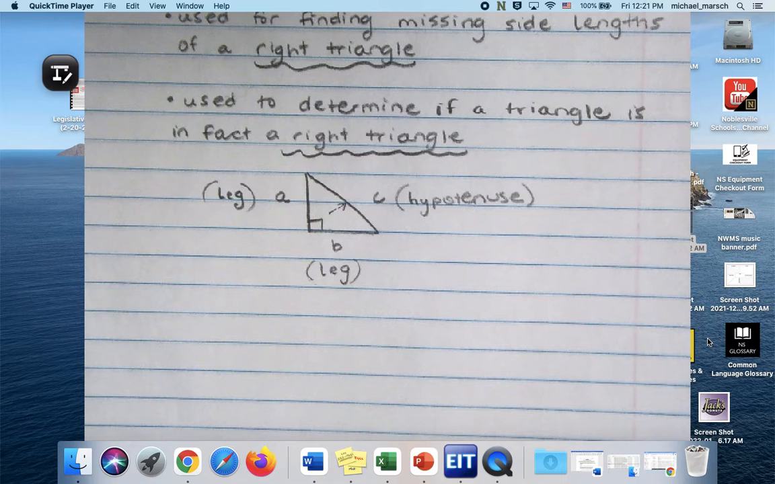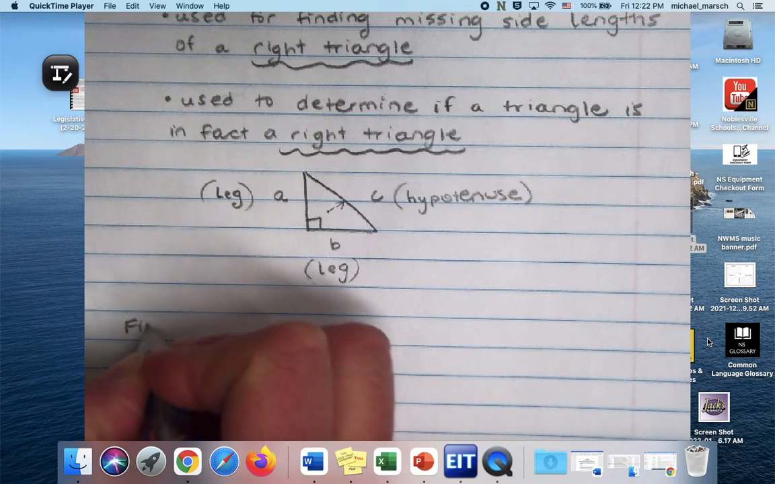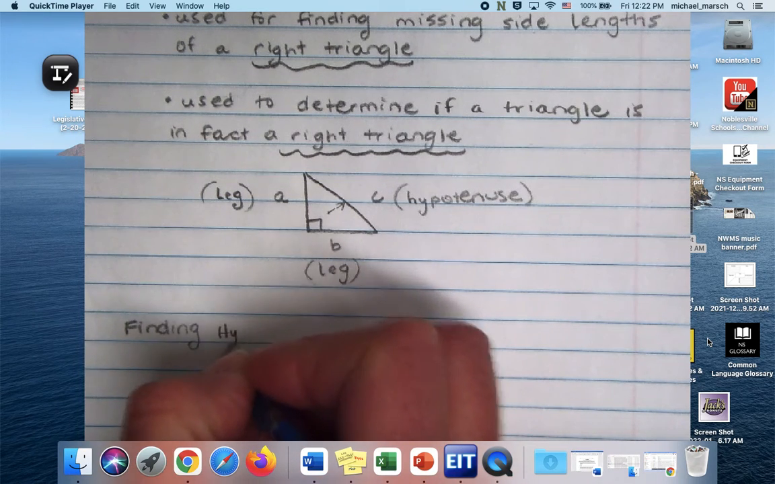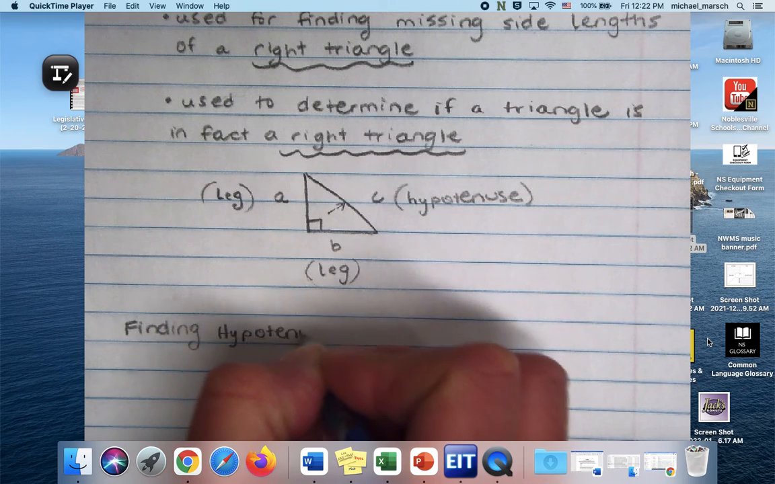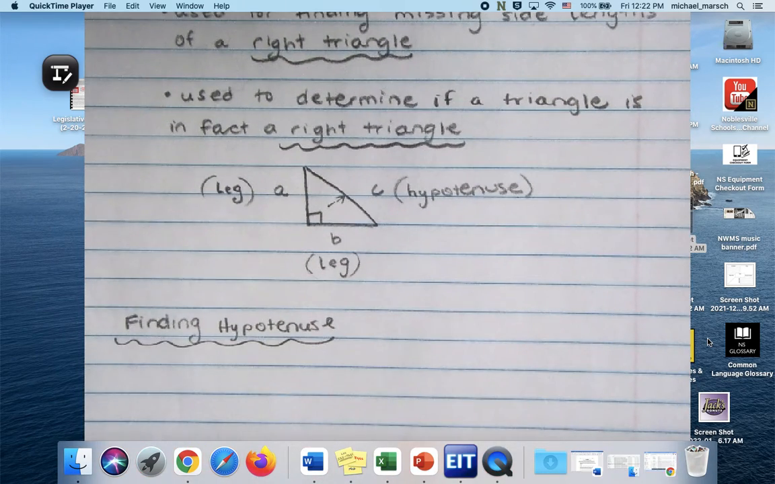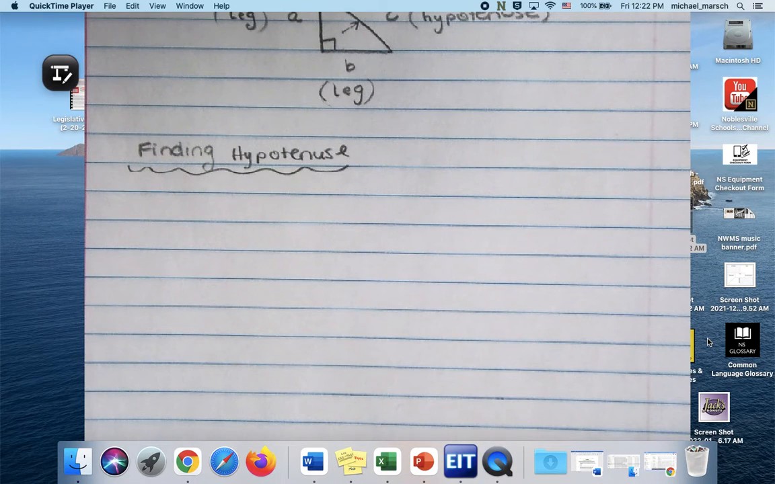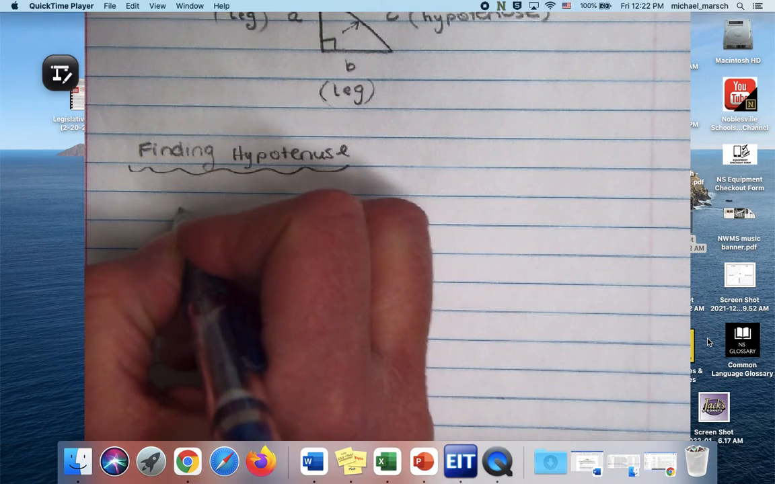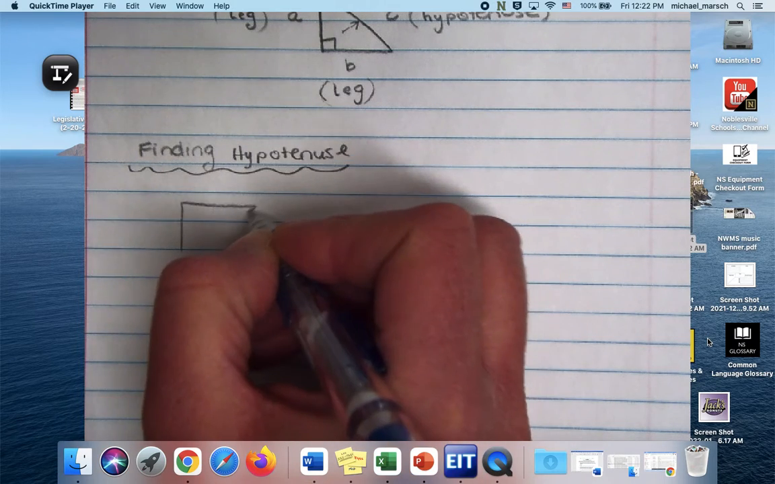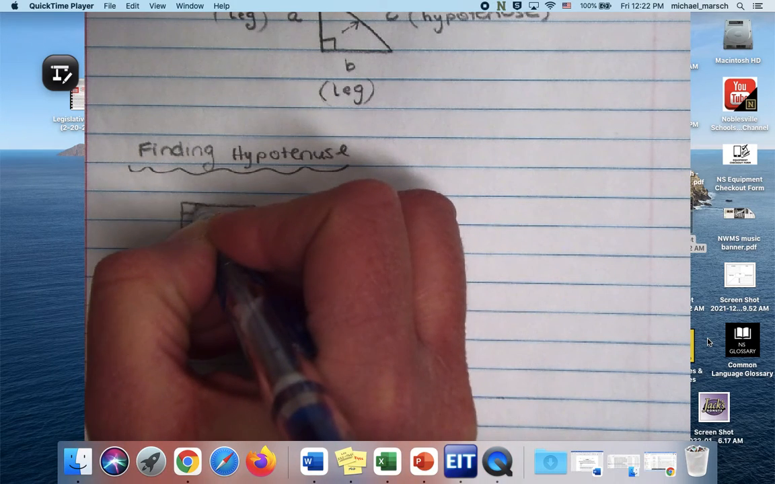Okay, so let's move on to our steps that you will be required to show. If you're finding the hypotenuse, there will be 6 required steps. Wait, what's it called? Hypotenuse.